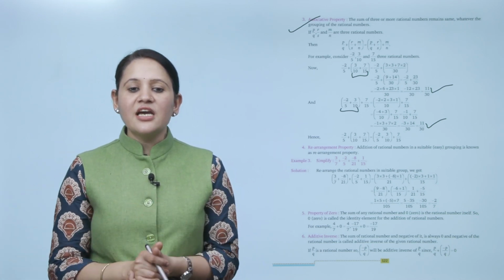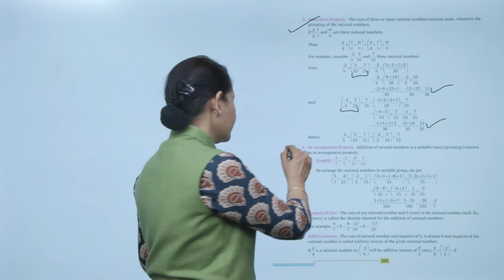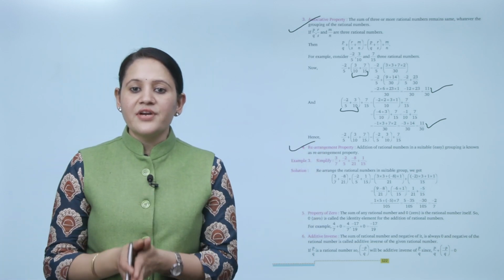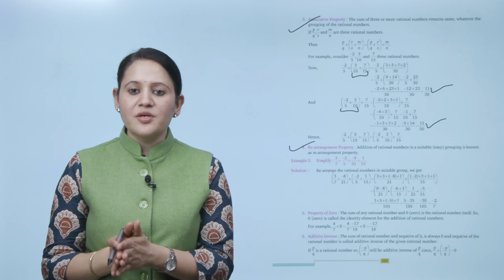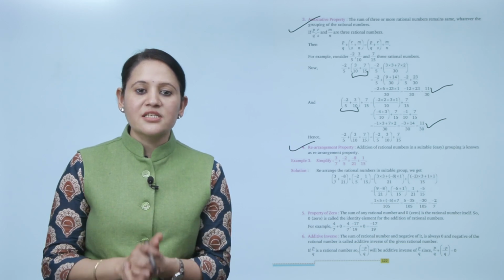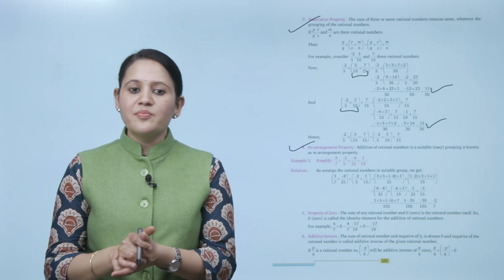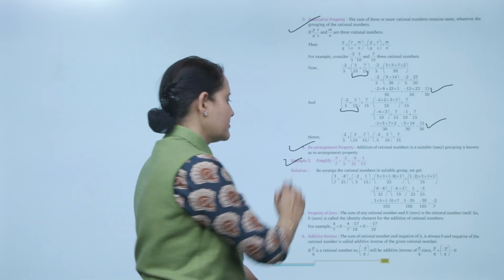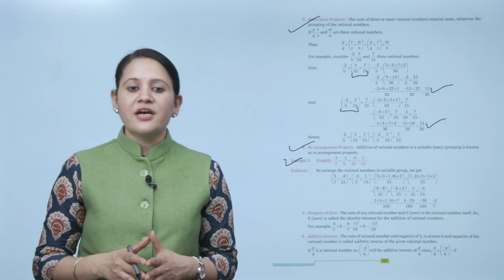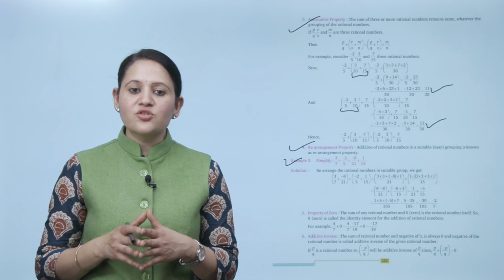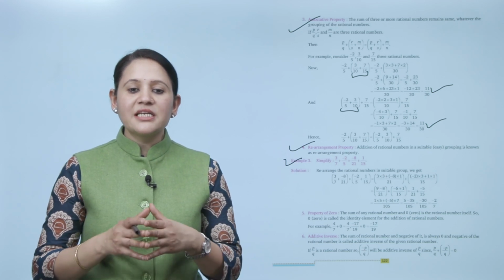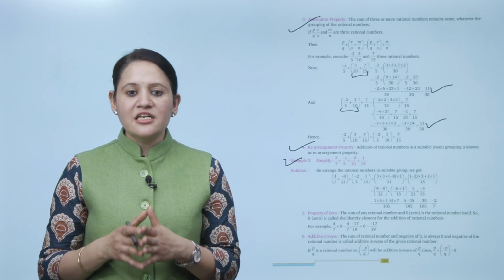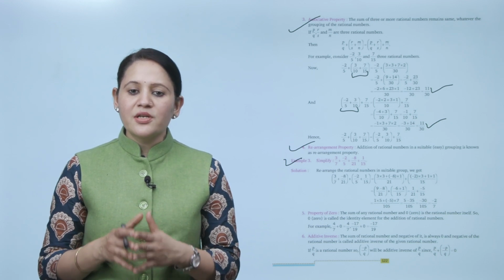Next is the rearrangement property. Addition of rational numbers in a suitable or easy grouping is known as the rearrangement property. Let's take an example. Simplify 3 by 7 plus minus 2 by 5 plus minus 8 upon 21 plus 1 upon 15. Rearrange the rational numbers in a suitable group.